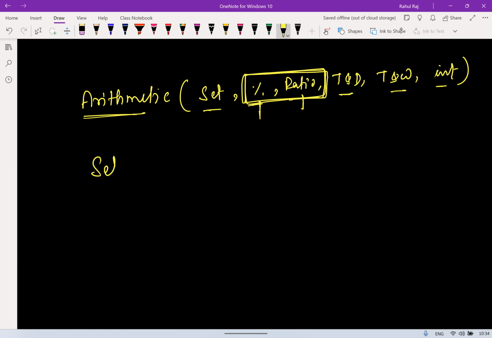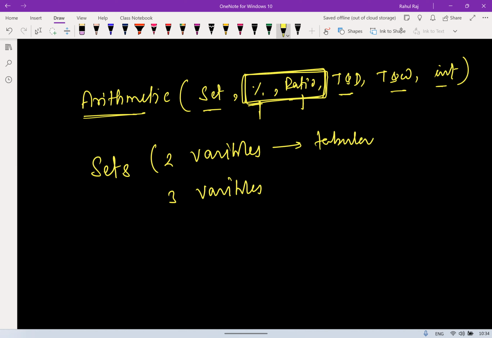What we start with is sets. So in sets, questions can be asked with 2 variables and sets with 3 variables as well. Sets with 2 variables, we use the tabular method to solve it. It becomes much easier. And in sets with 3 variables, we use a Venn diagram to solve it.